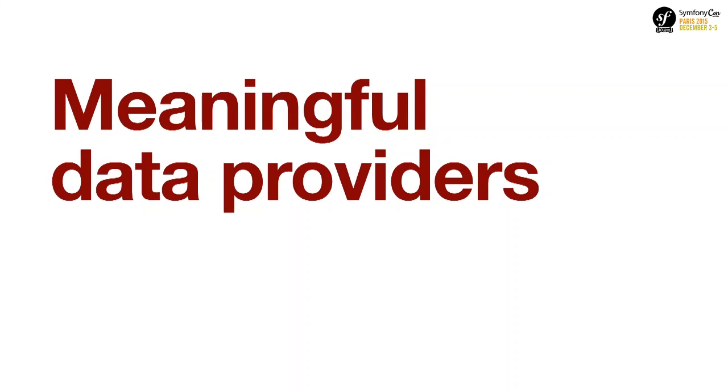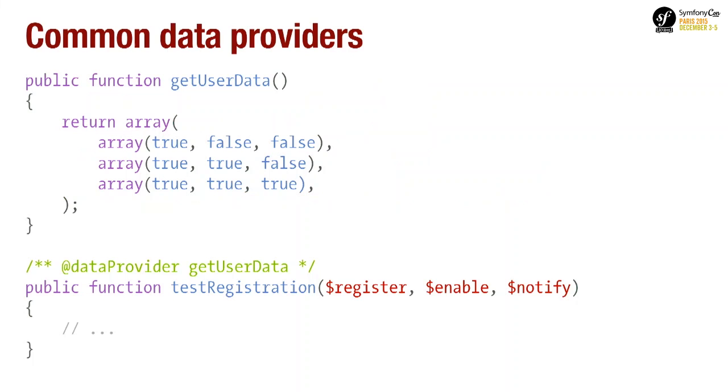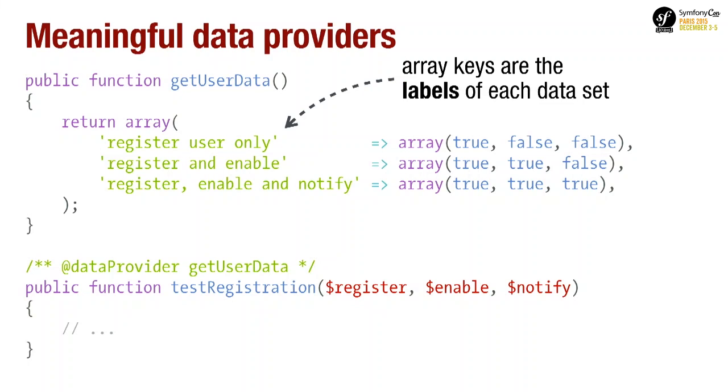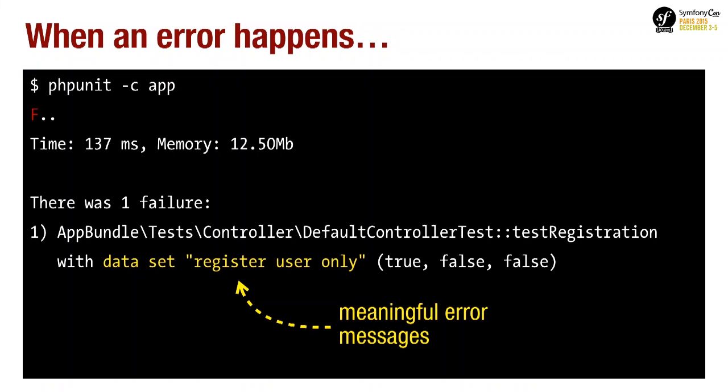Okay, tests. I'm going to mention only two or three quick things, like this one: data providers. Probably you're defining your data providers like that. You return an array of arrays. It's okay, it's perfect. The problem is when an error happens. You see this kind of misleading or hard to understand error message. If you do it this way, the error message is much more meaningful. And you can go directly to the error.